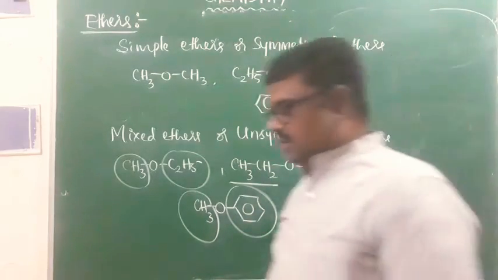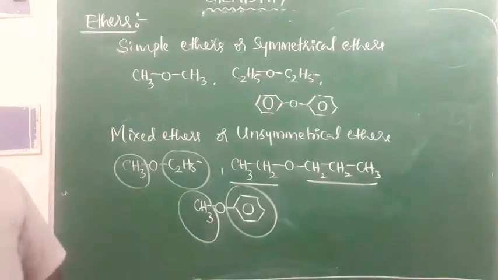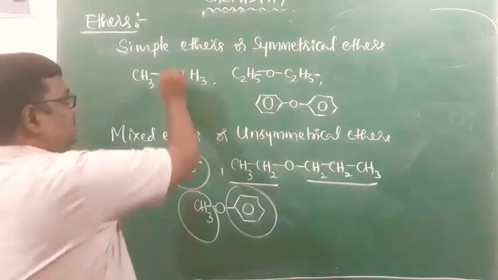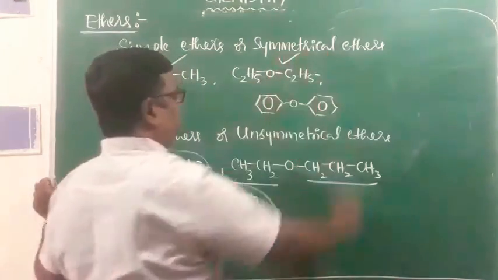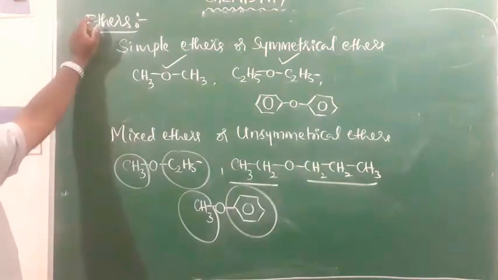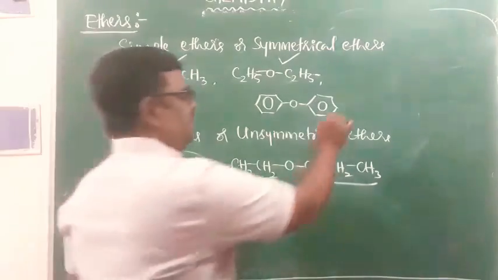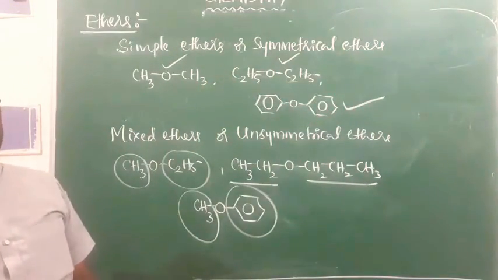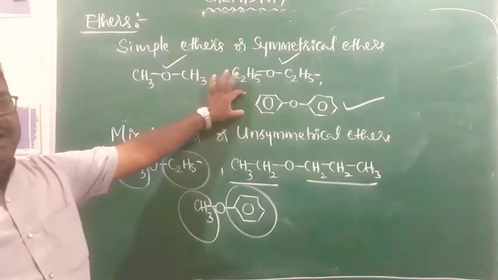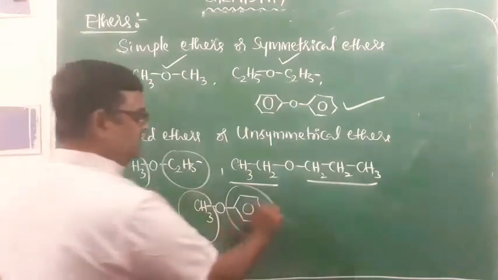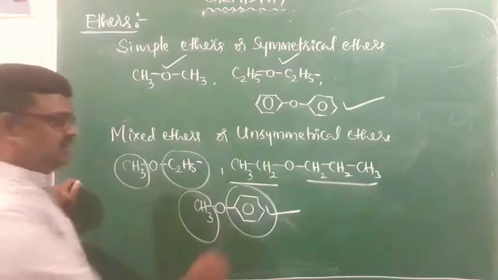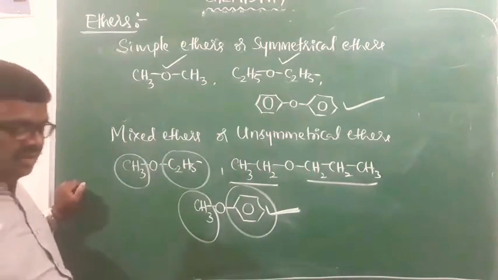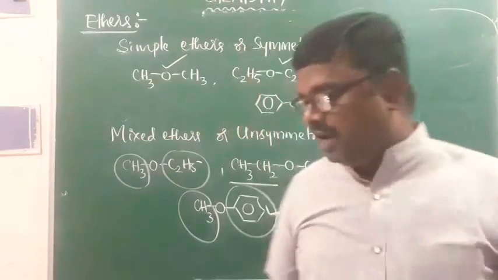Apart from that, ethers can also be classified as aliphatic ethers and aromatic ethers. This one is aliphatic because the R groups are alkyl groups, aliphatic in nature. But this is aromatic because we have a benzene ring here. If the ether contains a benzene ring, it is called an aromatic ether. This is also an aromatic ether, and the remaining ones are aliphatic ethers. So we have aliphatic and aromatic ethers.